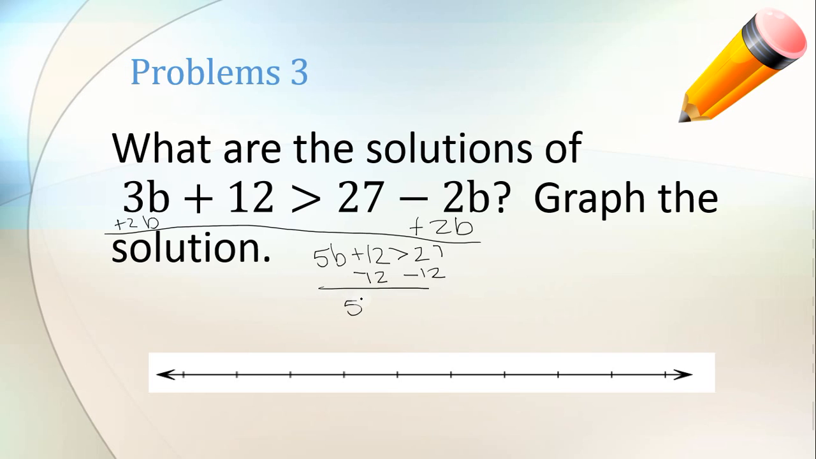And I'm going to get 5b is greater than 15. Got to get b alone, so I'm going to divide by 5. And I get b is greater than 3. So now what I'm going to do is I'm going to label my graph. Remember, I always put the number that I got in the middle. So I got 3 here, so I'm going to put 3 in the middle. And then I get 2 is less than 3, so I'm going to put it to the left. And then 4 is greater than 3, so I'm going to put that to the right.